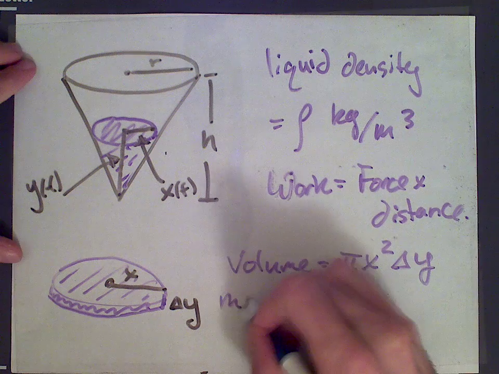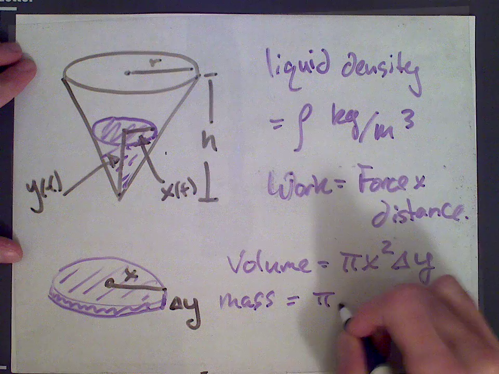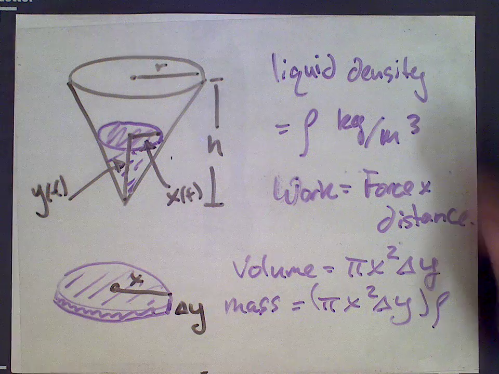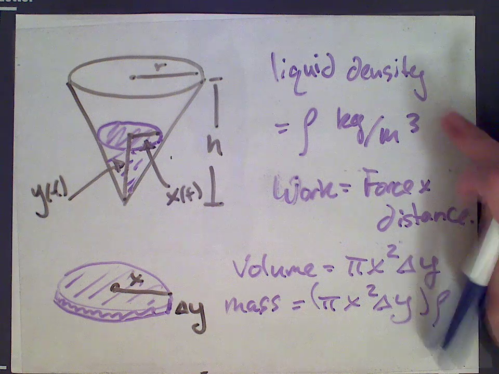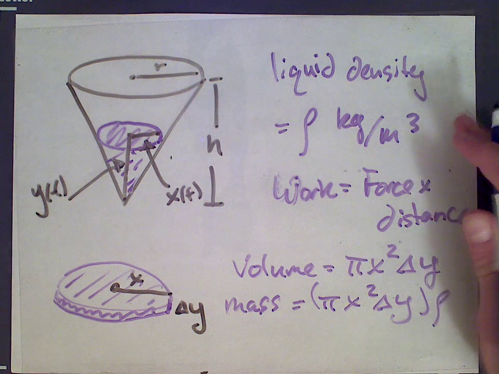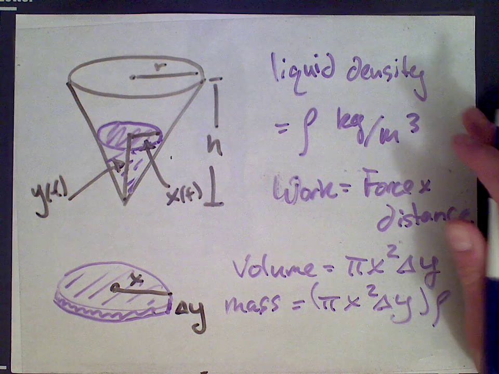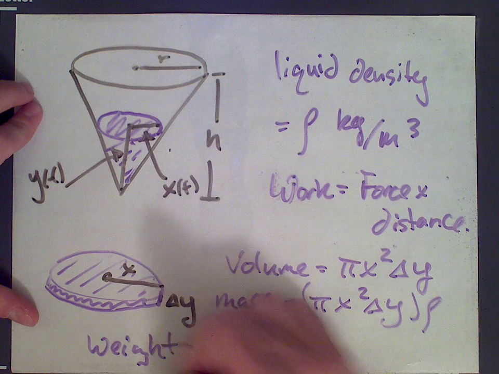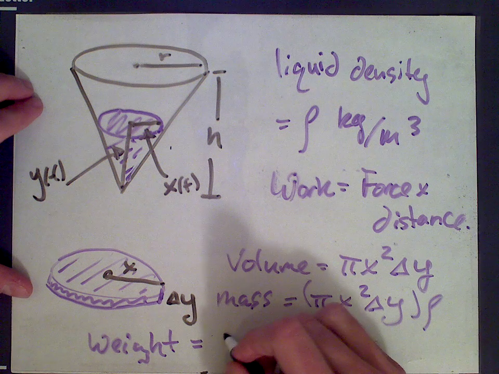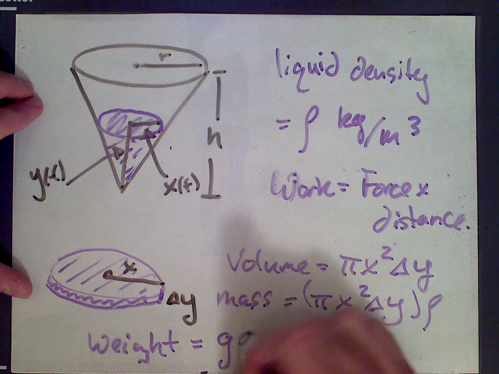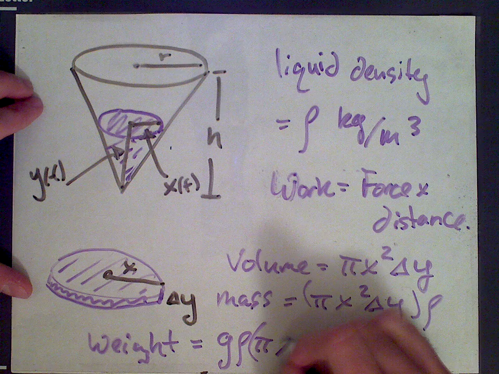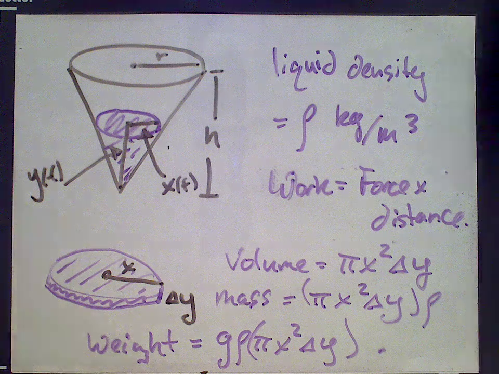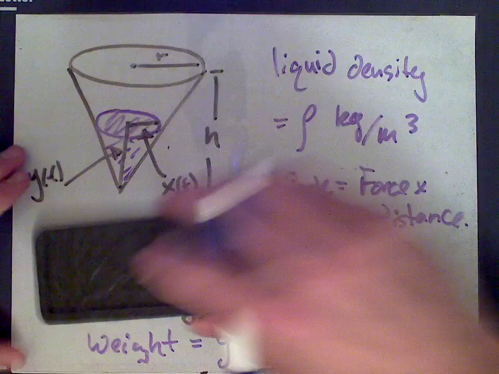Then the mass is given by the volume times the density, this number rho. You can check the units: kilograms per meters cubed times volume, which is meters cubed, gives kilograms. That's the mass. Then the weight is this times g, so it's g times rho times pi x squared delta y. That's the weight of a small disk. Keep that in mind.